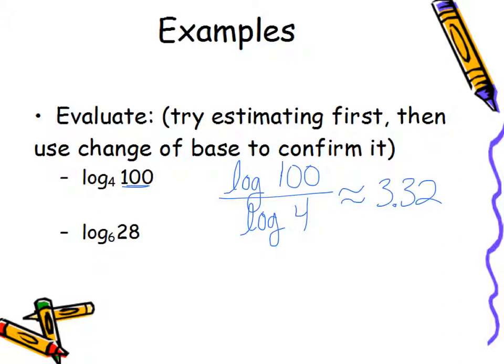Okay, you try this last one. You should have gotten it to be approximately 1.86. Okay, so that's all we're doing today, just working with some of these properties, doing some expanding, condensing, getting familiar with how to manipulate those logarithms. Good luck!